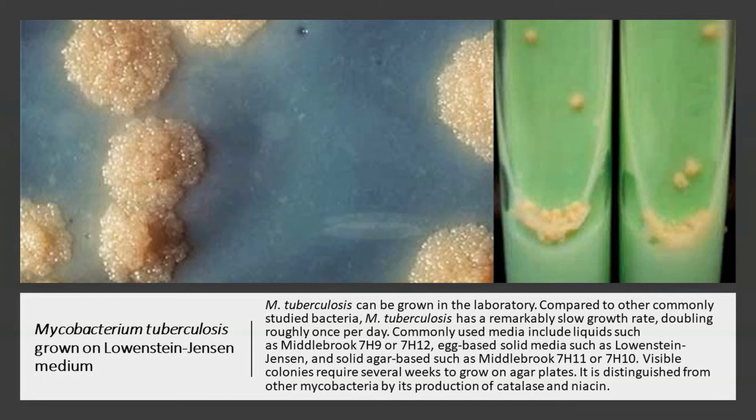Commonly used media include liquids such as Middlebrook 7H9 or 7H12, egg-based solid media, such as Lowenstein-Jensen, and solid agar-based, such as Middlebrook 7H11 or 7H10. Visible colonies require several weeks to grow on agar plates. It is distinguished from other mycobacteria by its production of catalase and niacin.